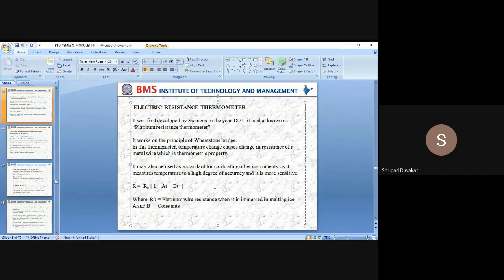Okay. Next, it follows the law R equals R naught into (1 plus AT plus BT square), where R naught is the platinum wire resistance when it is immersed in melting ice, and A and B are constant values.